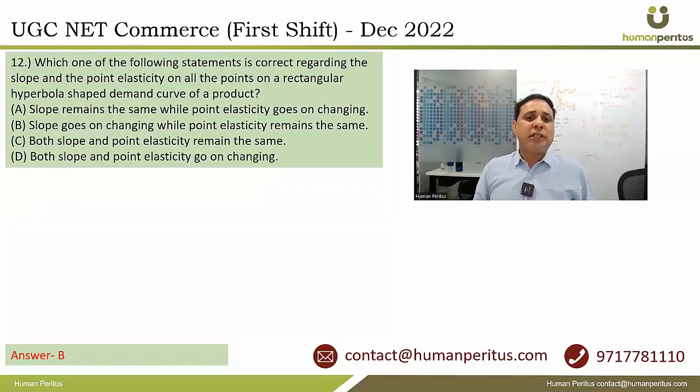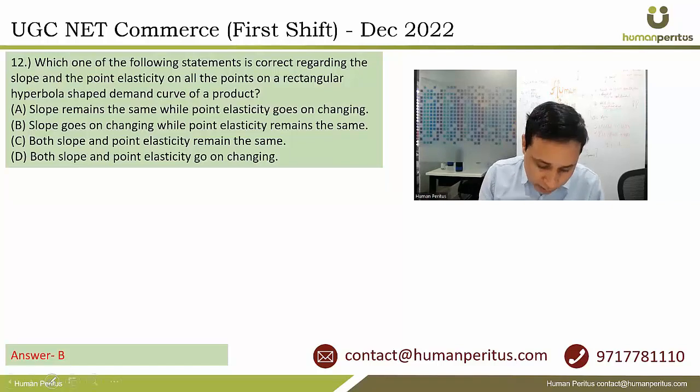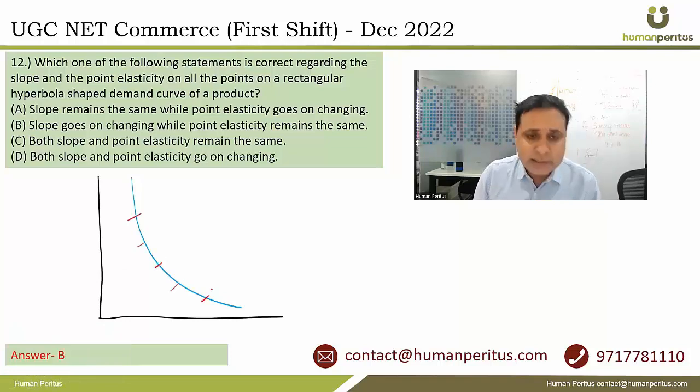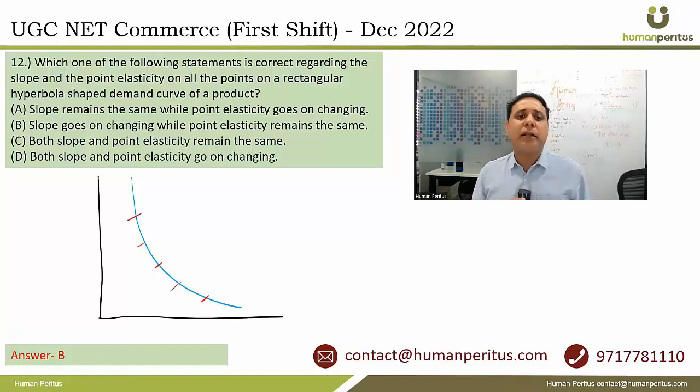Next one, which is correct about rectangular hyperbola shaped demand curve. So rectangular hyperbola curve कैसा होता है? So this looks like this. So इस वाली कर्व पे जितने भी पॉइंट हैं, इन सारे पॉइंट पे elasticity, rather the point elasticity is same, and this is equal to 1.